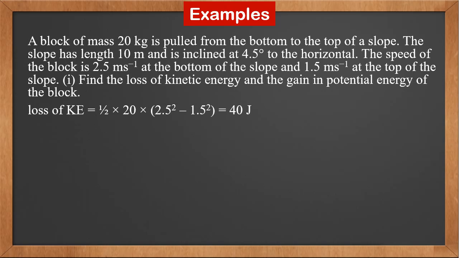Loss of KE is half times 20 times 2.5 squared minus 1.5 squared, which is 40 joule. Gain in PE is 20 times 10 times sine 4.5 degrees, which is 156.92 joule.